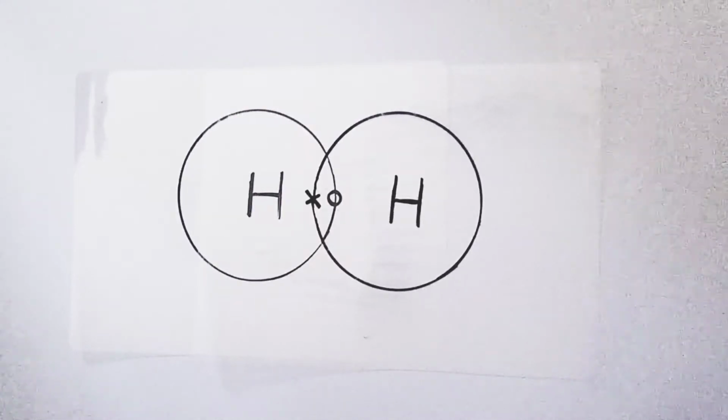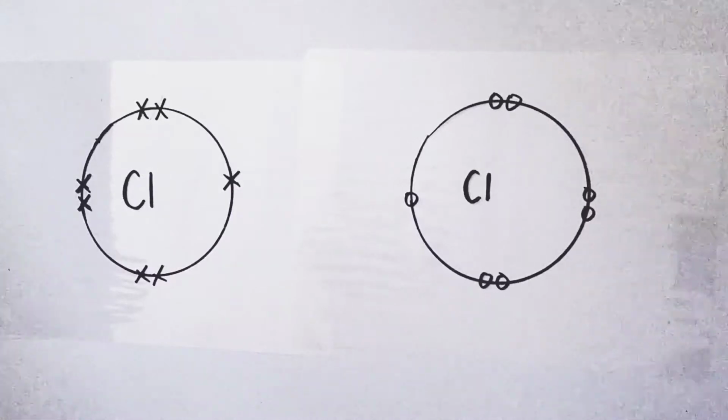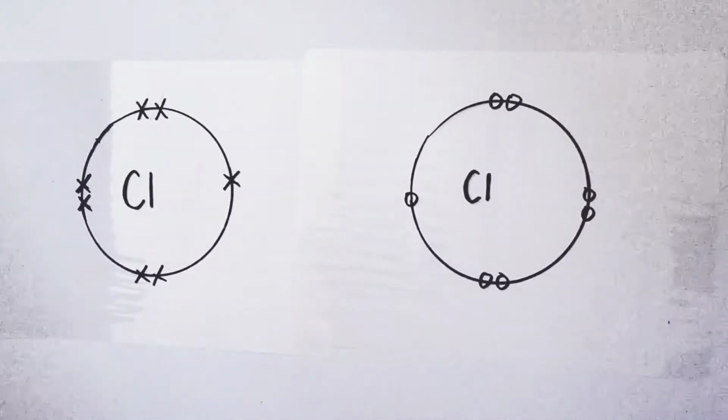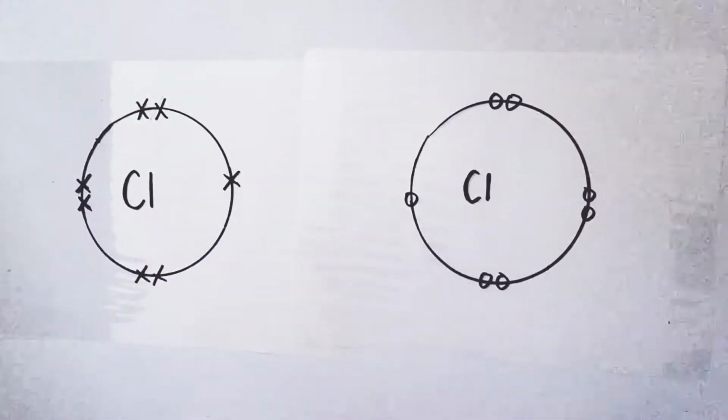Let's now look at a chlorine molecule. So next we're going to try and draw the diatomic molecule Cl2, or chlorine. So I've drawn two chlorine atoms. They're both group 7 elements with 7 electrons in the outer shell, one with crosses, one with dots to differentiate.